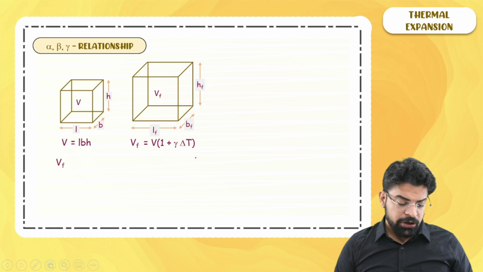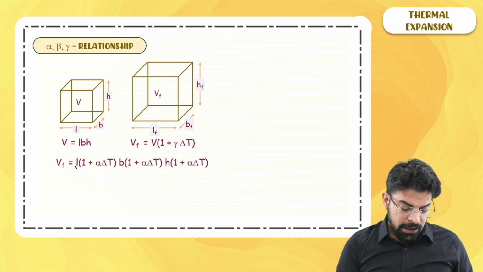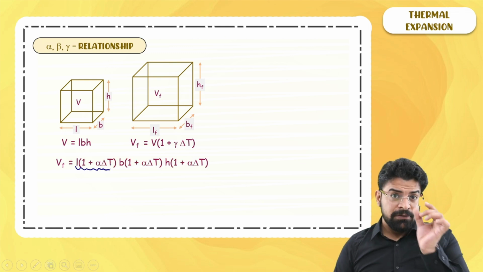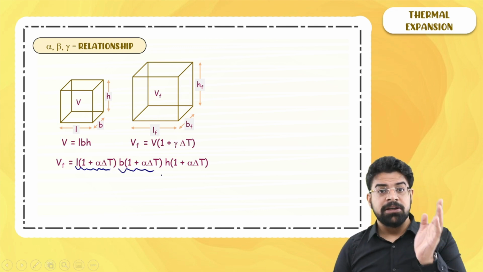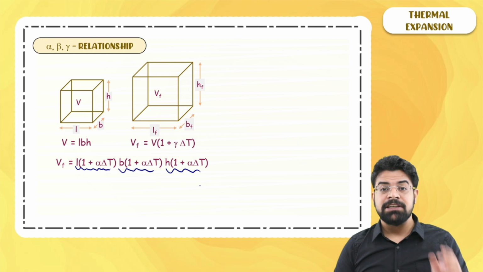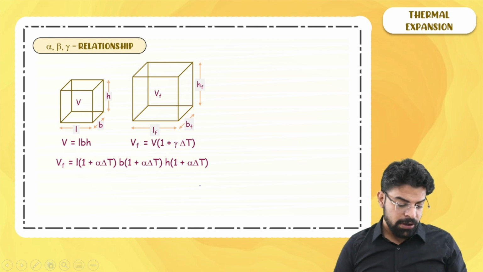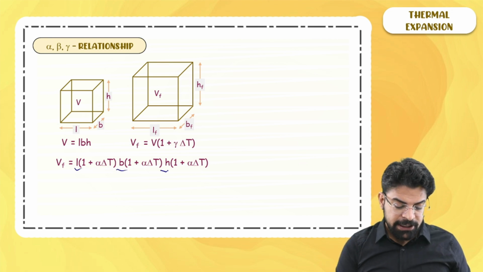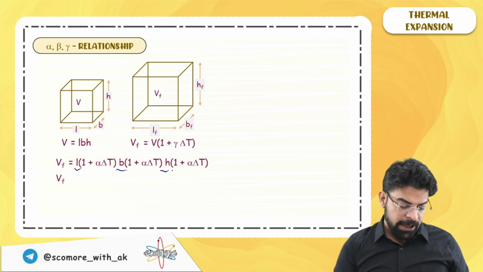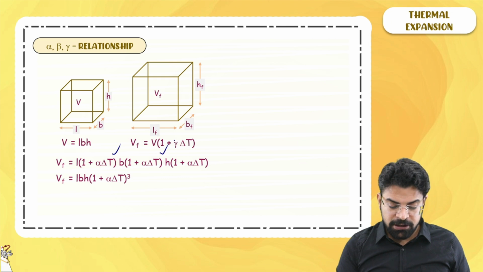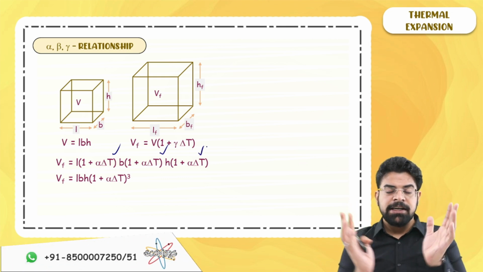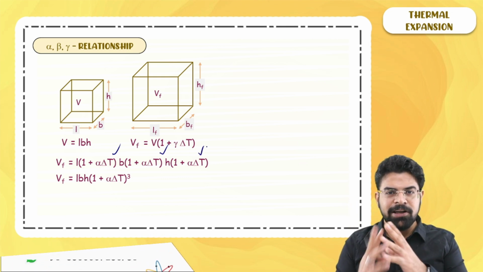The final volume can be written as the final length, which is L times 1 plus alpha delta T, into the final width, which is B times 1 plus alpha delta T, into the final height, which is H times 1 plus alpha delta T. So you can bring this LBH together and write the final volume as LBH into 1 plus alpha delta t whole cube. 1 plus alpha delta t, 1 plus alpha delta t, 1 plus alpha delta t get multiplied, you get 1 plus alpha delta t whole cube.